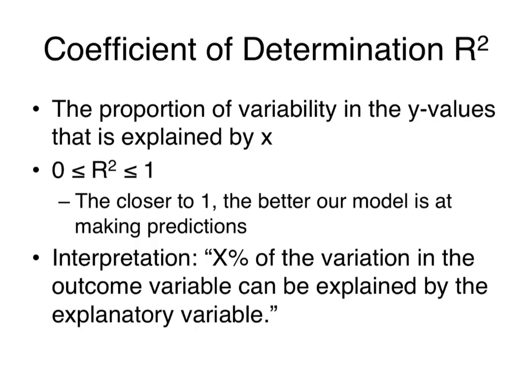So we talked a little bit about the R squared when we looked at the output in the last tutorial, but just to quickly review, the coefficient of determination, or R squared, tells us the proportion of variability in y that is explained by x. Its values range from 0 to 1, and the closer it is to 1, the better our model is at making predictions. If the R squared is 0.20, the interpretation would be that 20% of the variation in the outcome can be explained by the explanatory variable, or variables if you have more than one explanatory variable, as we will with multiple linear regression.